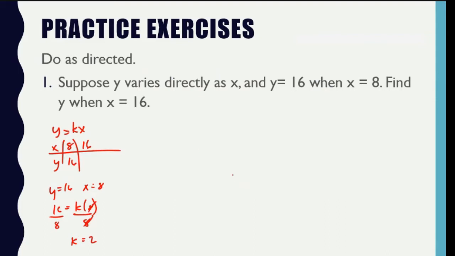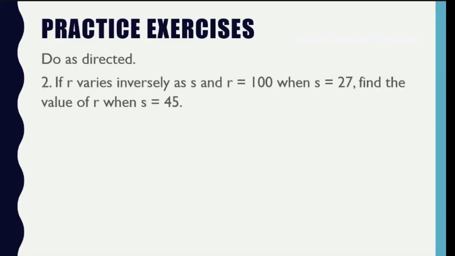Okay, so I will now substitute to the tentative equation the value of k. Y is equal to 2x. So I will now substitute the value, we will now get the value of y when x is 16. So I will substitute 16 to x. So it will become y is equal to 2 times 16. So y is equal to 2 times 16 is 32. So that is the value of y.